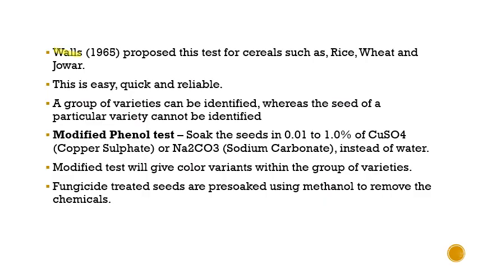Walsh in 1965 proposed this phenol test for cereals such as rice, wheat and jowar or sorghum, and it is very easy, quick and also reliable. Only a group of varieties can be identified, whereas the seed of a particular variety cannot be identified.